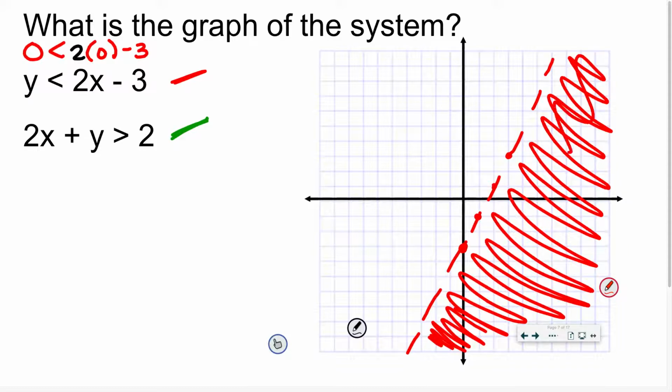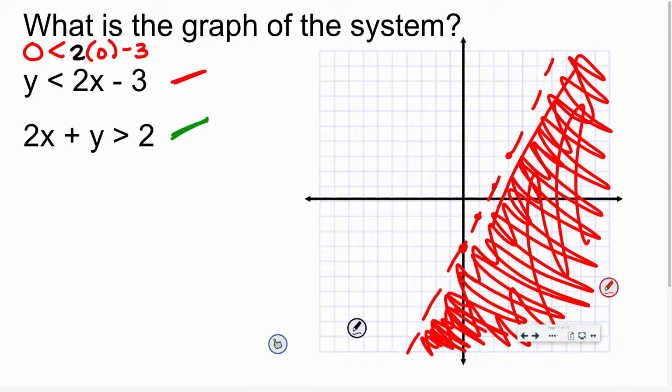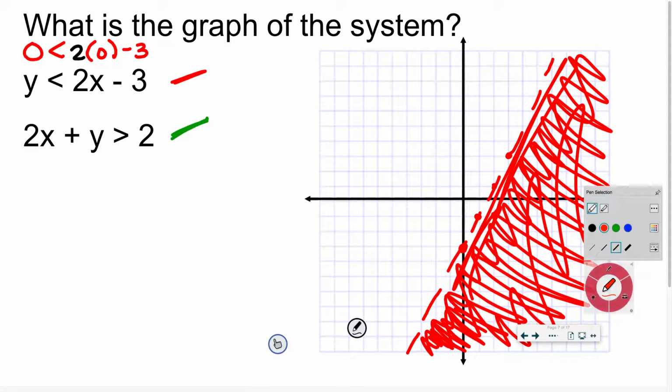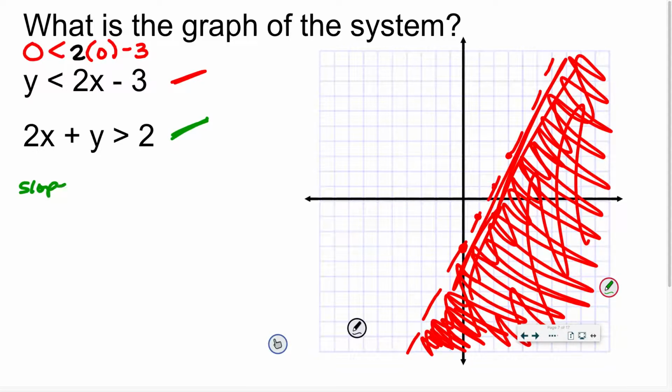Okay, so I have my inequality. Now I need the other one. I'll do that in green. I have some options for graphing this linear inequality. As it is right now, is that in slope-intercept form? No. So I have two options. One, I could put it into slope-intercept form. What would this inequality be in slope-intercept form? What do I do to get it there?